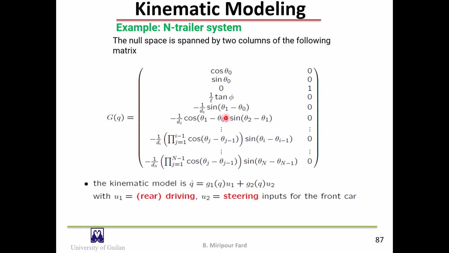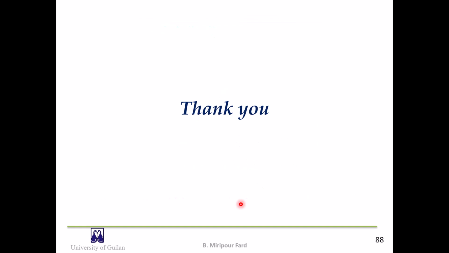In this system, there are two actions: the velocity of the rear wheel of the car and the steering angular velocity of its front wheels. In the next chapter, we will talk about the dynamics of wheeled mobile robots.